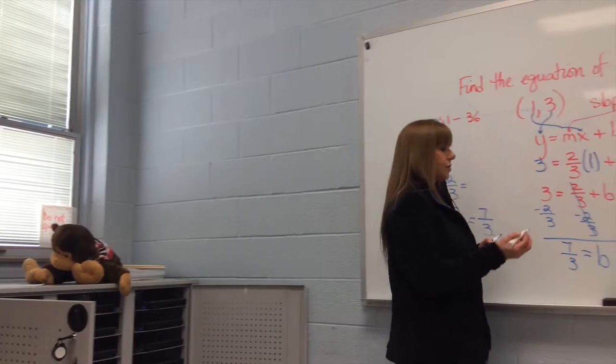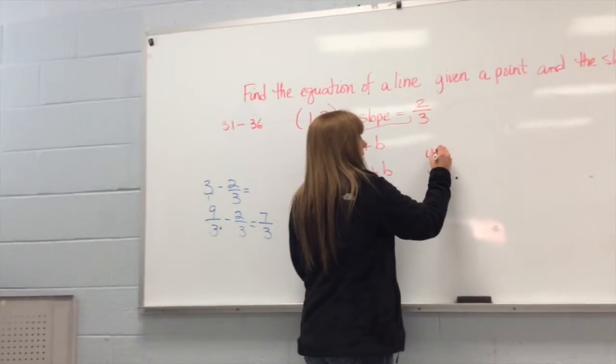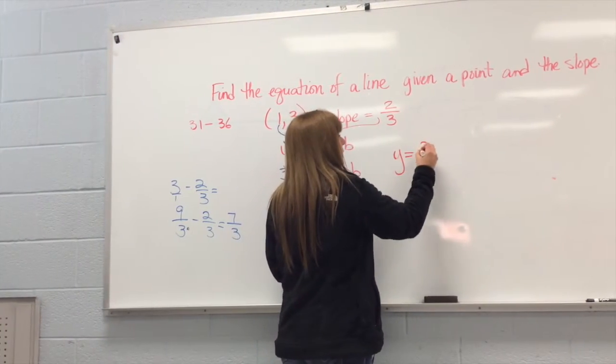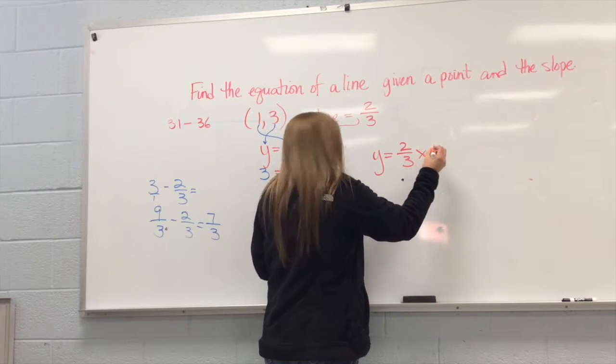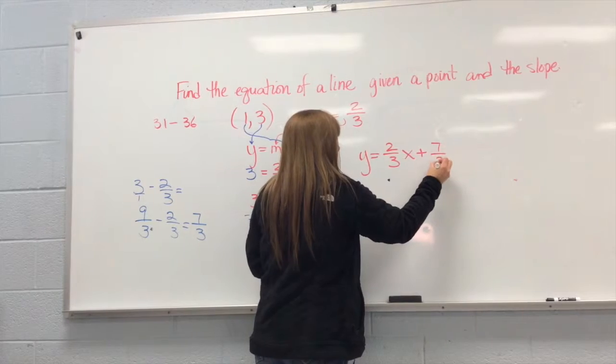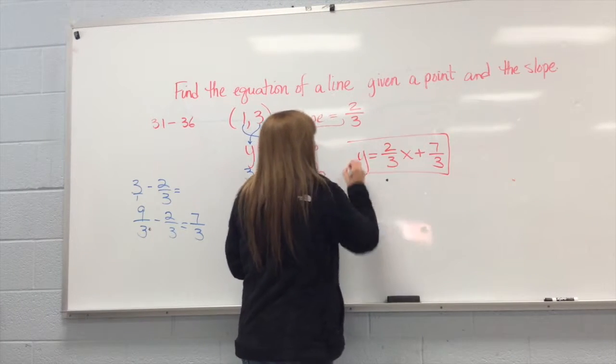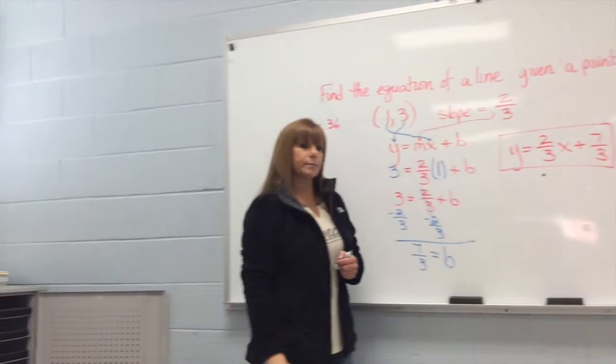That means the equation of my line is going to be y equals, fill in the slope, and fill in your b. And that's the equation of my line.